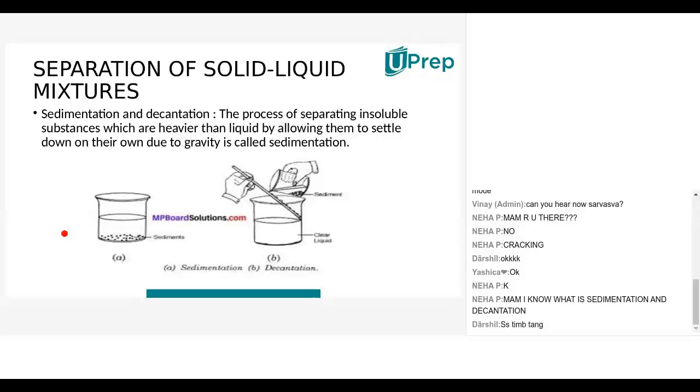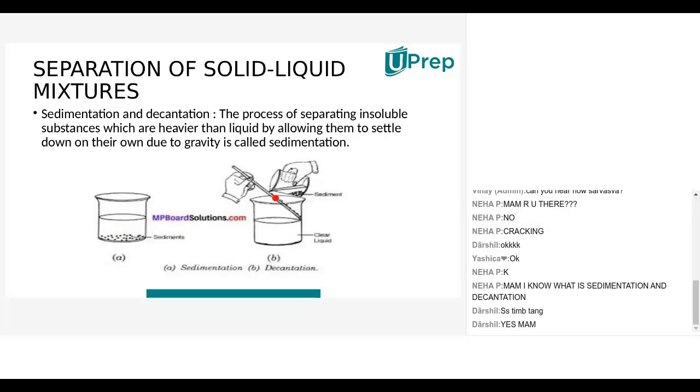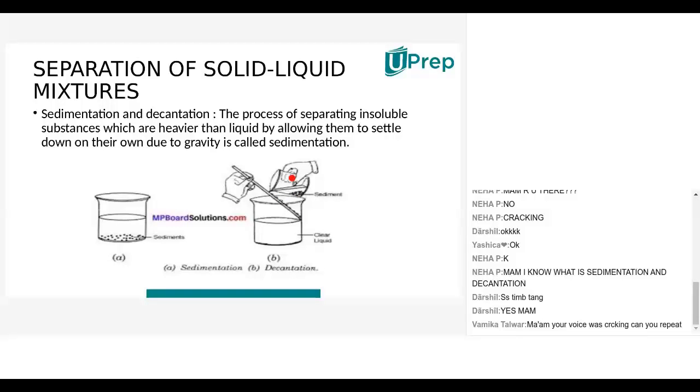Without disturbing the solution, these small particles are sand, and here water is there. Without disturbing the sand, we just take the solution and we can decant the solution. So what will be left over here? Sediment. This process is known as decantation, without disturbing the sediment, without disturbing the sand.